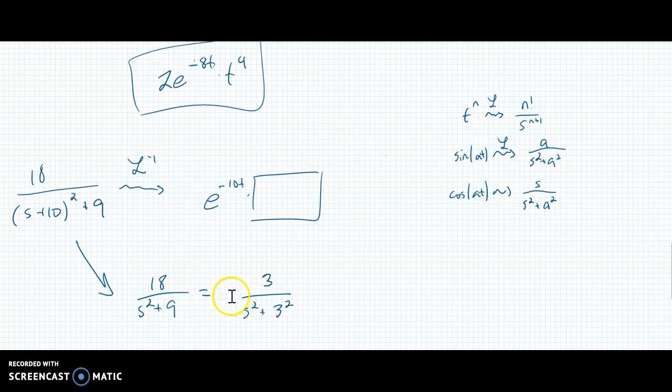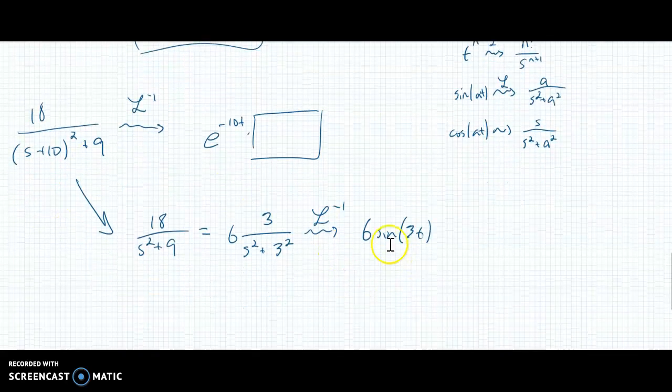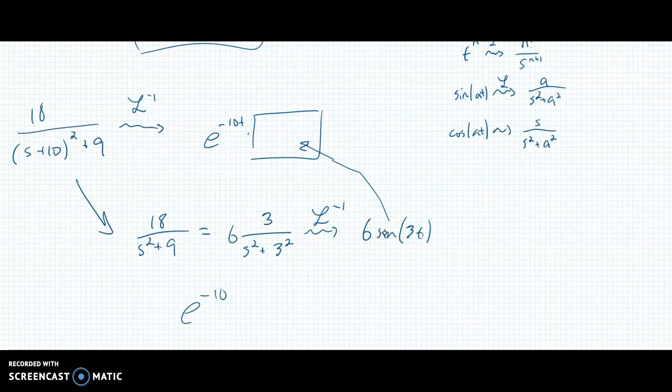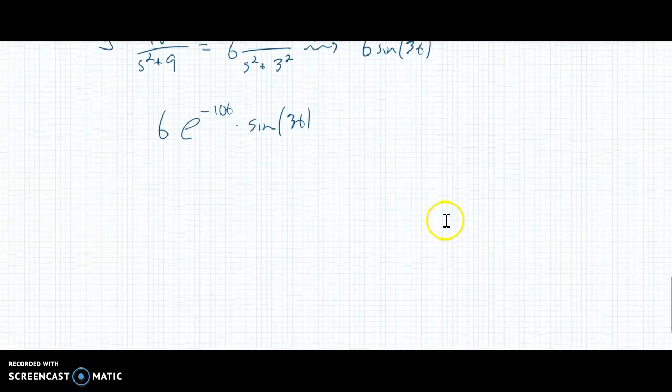And then I'm going to ask, what do I need right here to get an 18? I need a 6. So what is that inverse Laplace to? It inverse Laplace is to 6 sine of at, where the a value is 3. And this is a different a from that a. So 3t. This goes in that box, which gives me e to the -10t times, with a 6 out front, sine of 3t. See if we can get one more in a minute.